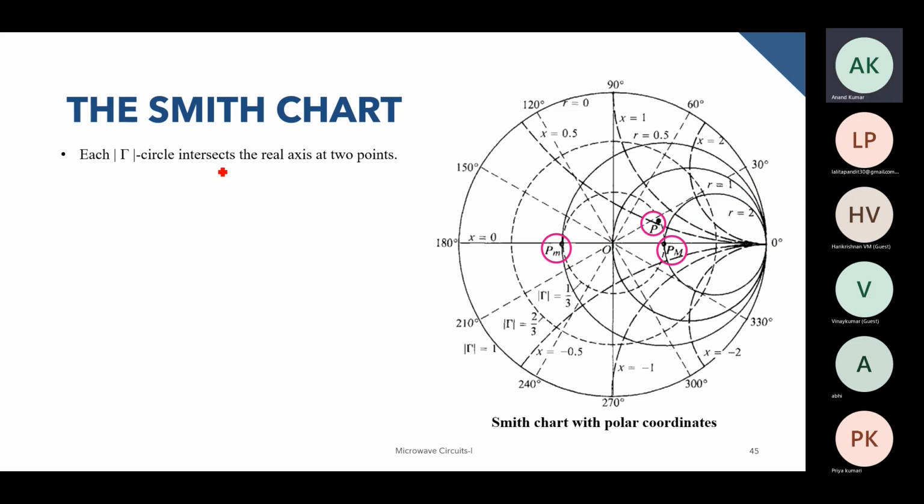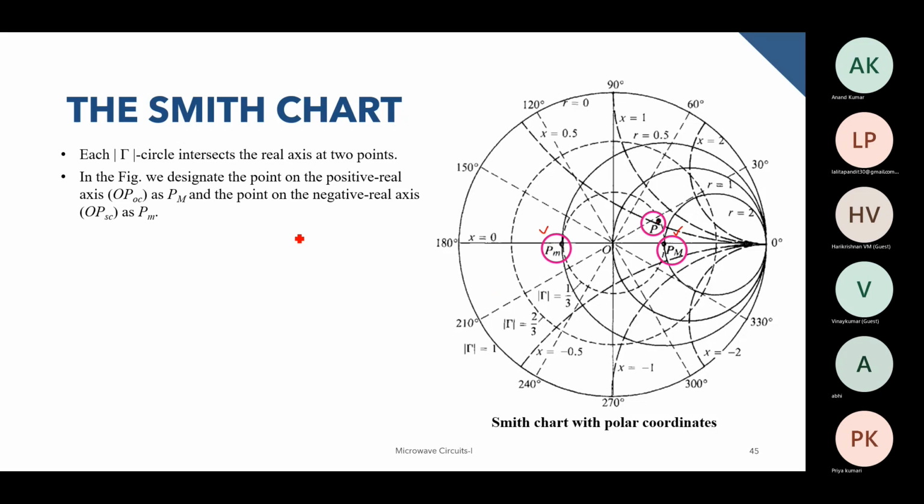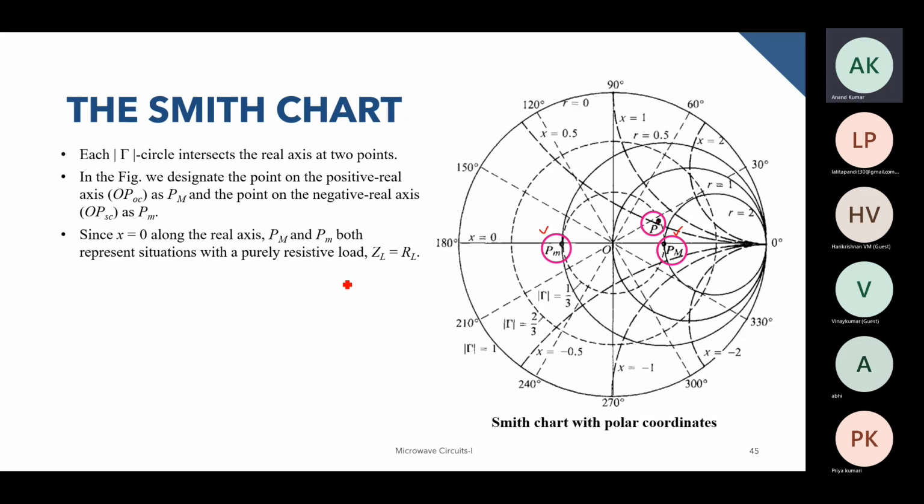Some important observations: as we saw, if we take this particular point P and we draw the gamma circle, it will intersect the real axis at 2 points. One will lie on the right hand side of the origin and the other on the left hand side of the origin, which we denote by P capital M and P small m. Now these 2 points have some significance.